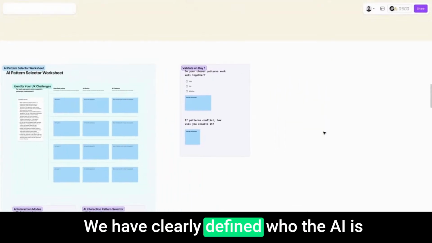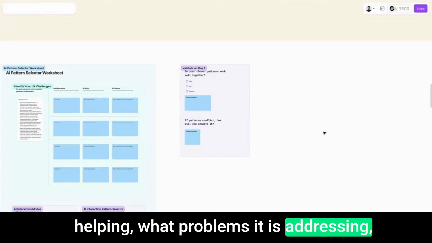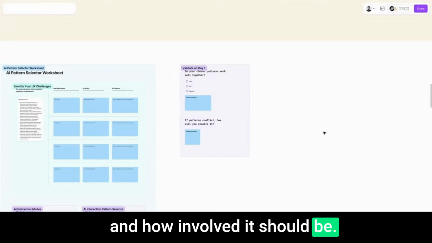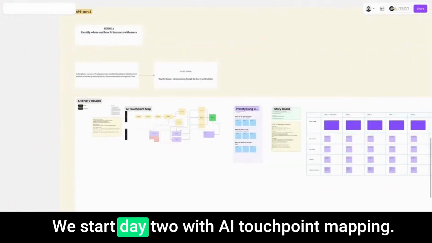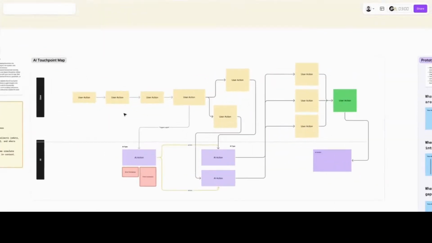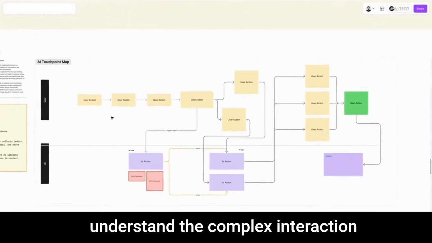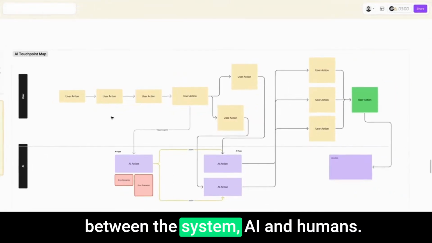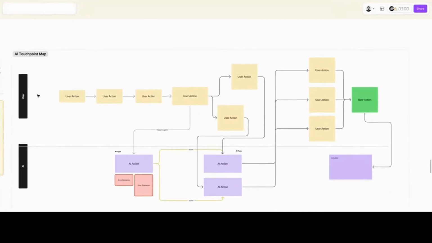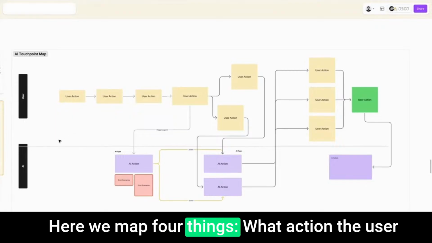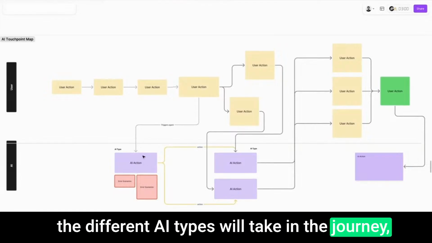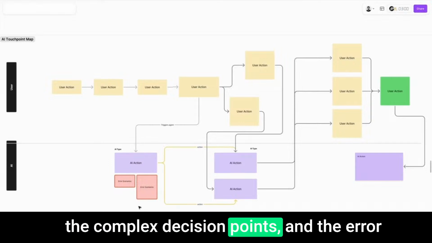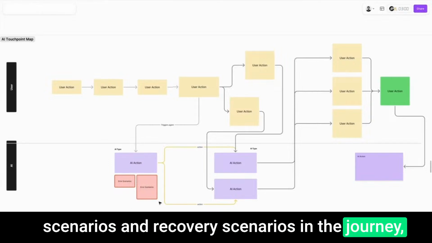This marks the end of day 1. We have clearly defined who the AI is helping, what problems it is addressing, and how involved it should be. We now move into day 2. We start day 2 with AI touchpoint mapping. This is an exercise where we try to understand the complex interaction between the system, AI, and humans. Here we map four things: what action the user will take throughout the journey, the actions the different AI types will take in the journey, the complex decision points, and the error scenarios and recovery scenarios in the journey.